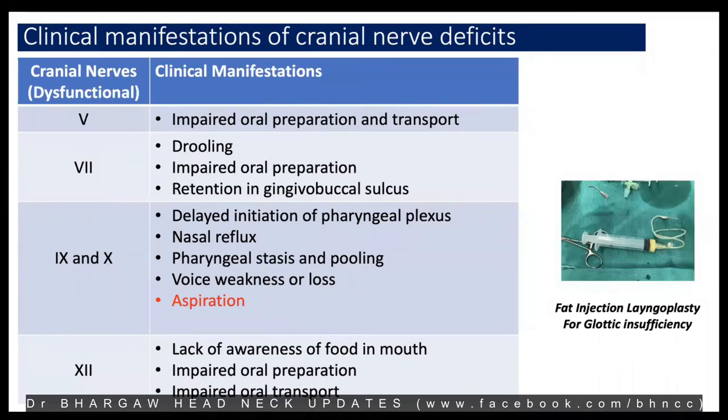Glossopharyngeal and vagus nerve: basically the pharyngeal reflex, or the gag reflex, is impaired. The patient will have nasal regurgitation because of the soft palate, as we talked about before. The patient will also have a weak voice due to vocal cord palsy or paralysis, leading to aspiration. If there's a hypoglossal nerve palsy, there's impaired oral preparation on that particular side, and also impaired propulsion of the food because of the atrophy of the tongue muscle.